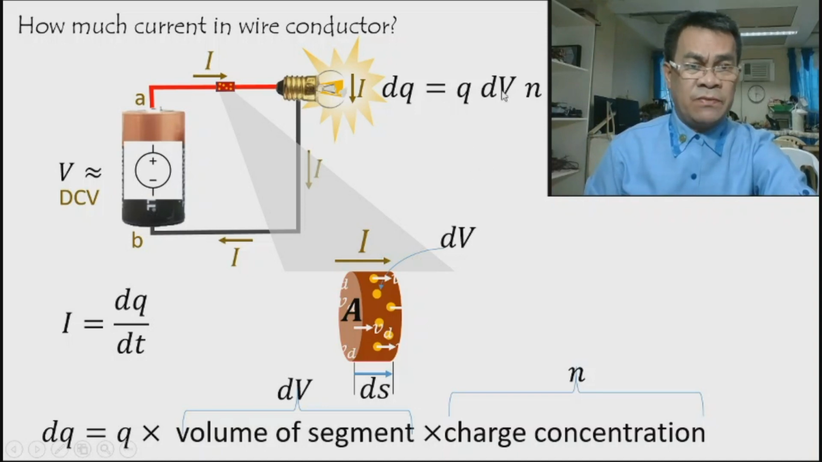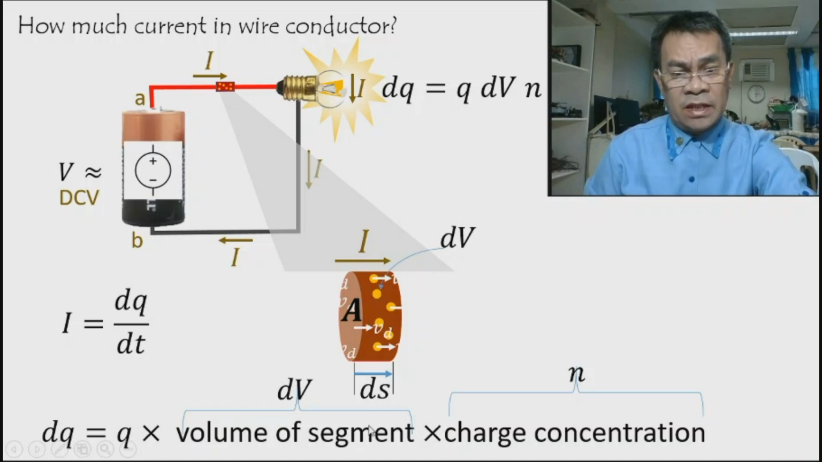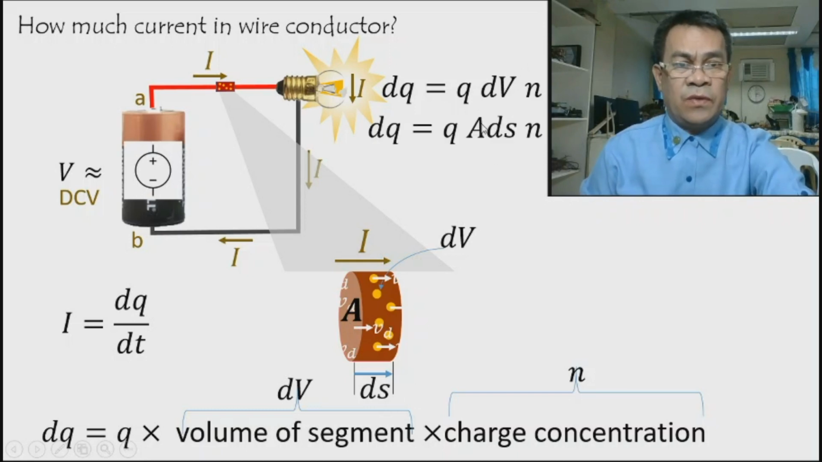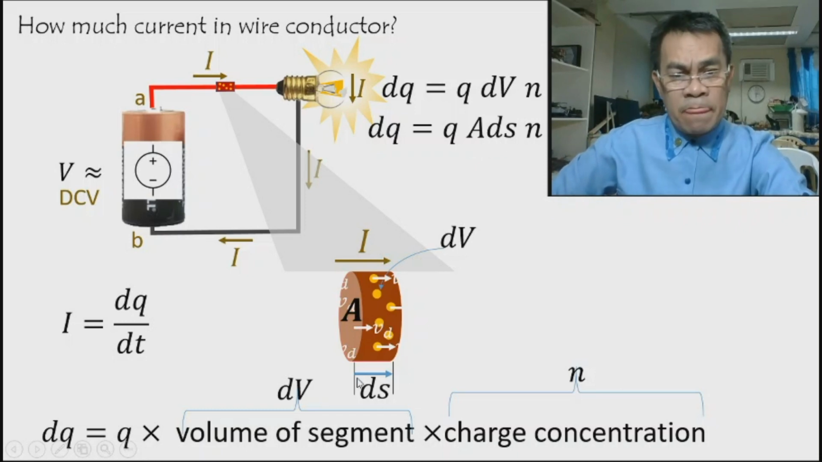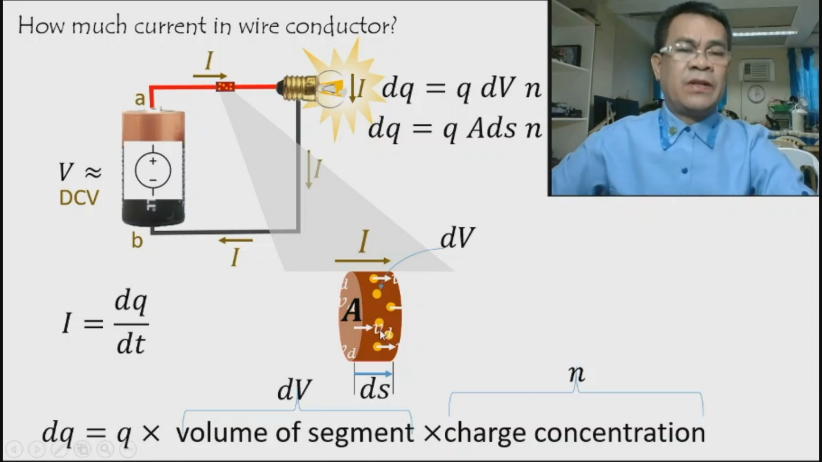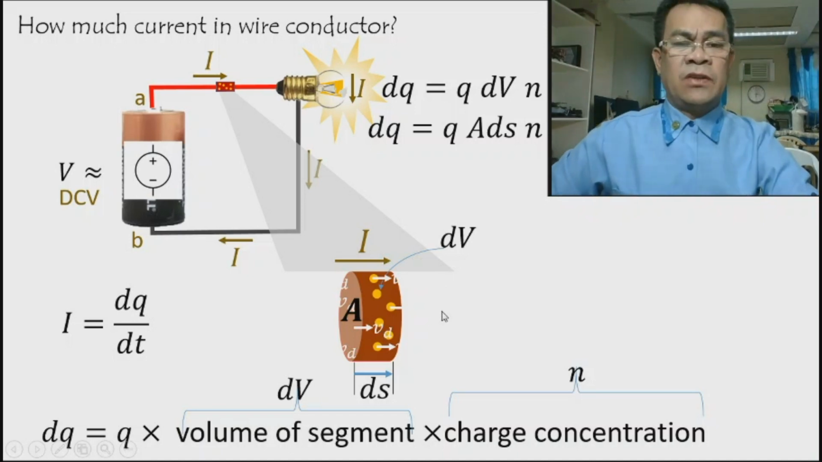Okay, so continue. What is volume? Look at this one. Geometry says that the volume of this element or segment is the area times ds. So substituting the dv with A ds, where A is the area, times ds is now the volume. This is dv. Now what is ds? Because we will incorporate the drift velocity, we will eliminate ds and express this in terms of the drift velocity, or vd.